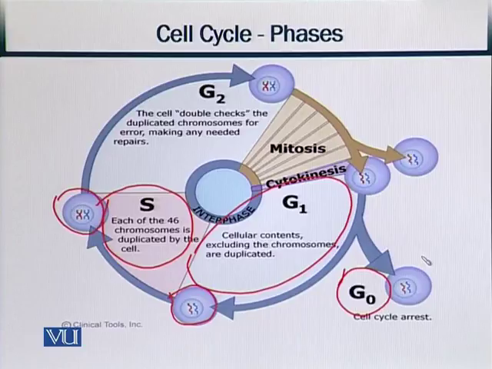Then we move toward the G2 phase. What happens in the G2 phase? We have cell growth and new proteins produced. As shown in this figure, in this phase the cell double checks the duplicated chromosomes for errors and makes any needed repairs. After G2, we have the new cell.